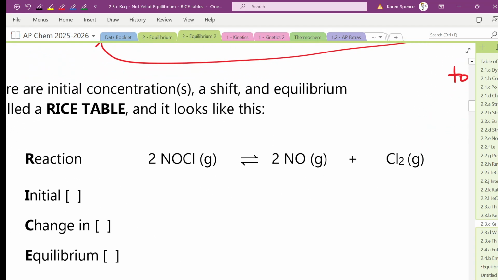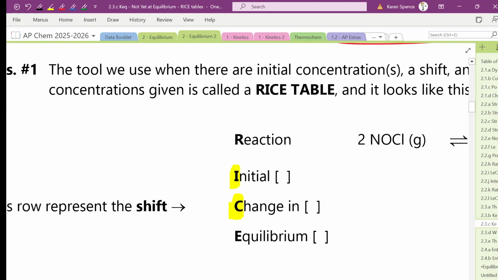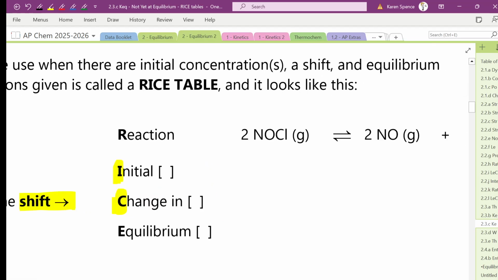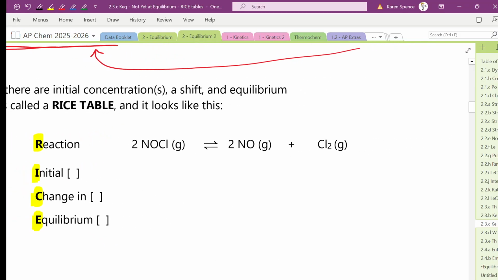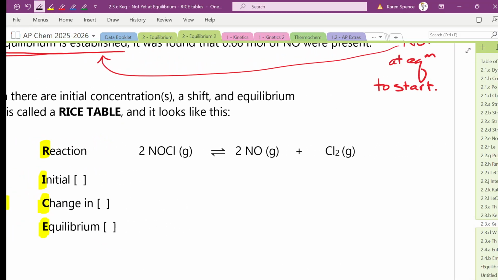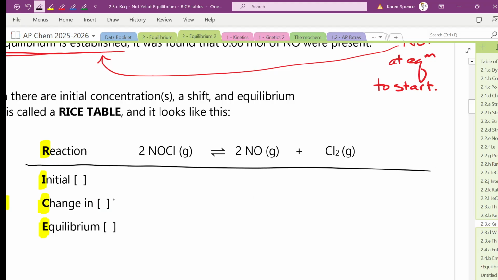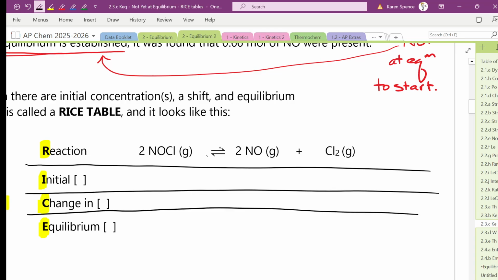And in our first row of the rice table, that stands for the reaction. And then we have our initial concentration, the change in concentration, and the change in concentration represents the shift. And finally, we have our equilibrium concentration. So that is a rice table. And what we can do, it's not always necessary. You don't have to draw these lines, but I find it sometimes it makes it a little easier.